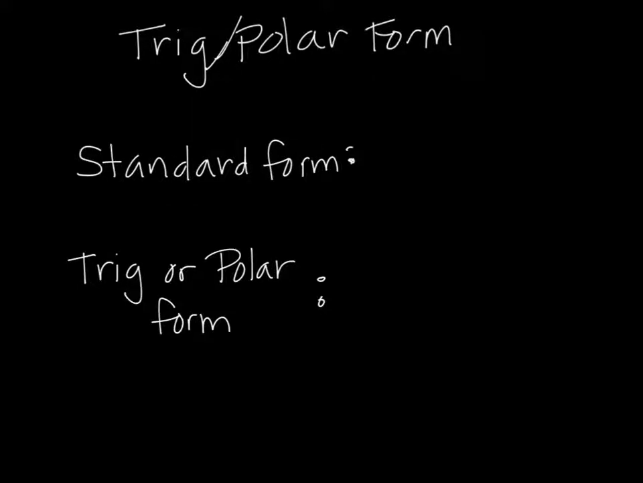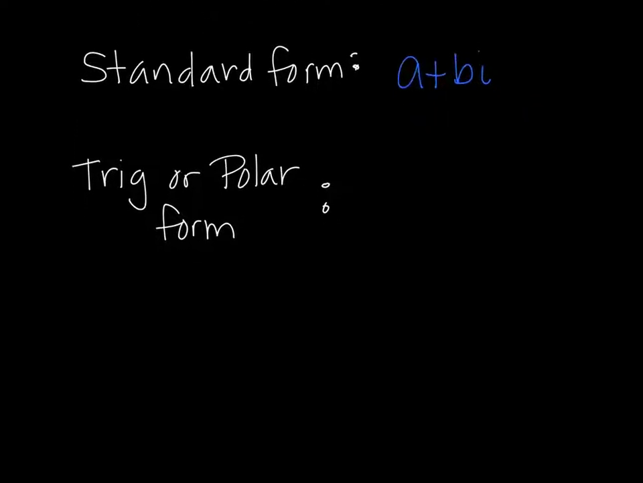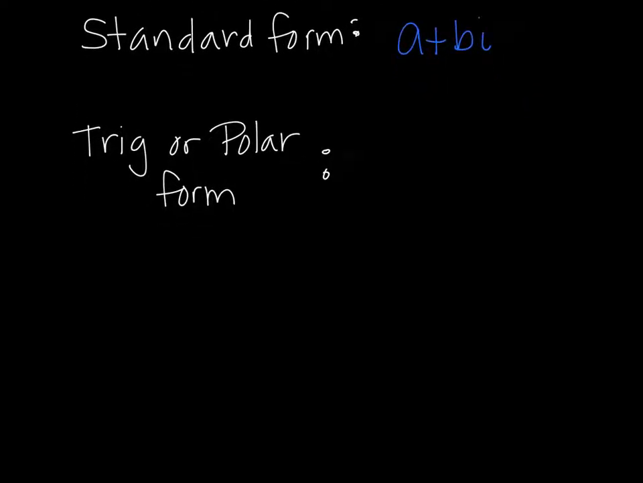Okay, so I know you guys are going to be really excited about this, but did you know that you guys are used to seeing a complex number written in standard form, which is a plus bi? Okay, so this is what you're used to seeing. Now, this is not the only way to see this. You can also see this in trig or polar form.